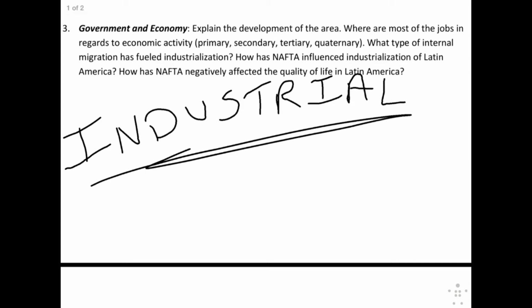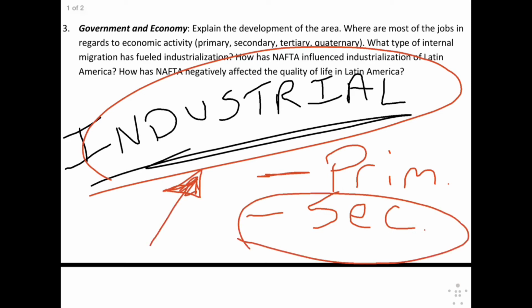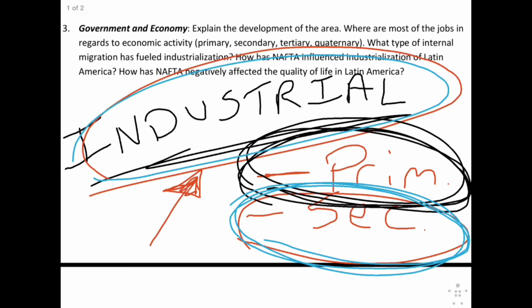Now, next question says, where are most of the jobs in regards to economic activity? Primary, secondary, tertiary, or quaternary? Now remember, if we are looking at industrial, then what we probably have a lot of is primary and secondary. Reason because of that is these industrial type jobs are more of the unskilled jobs that can be found in the secondary industries. Now, I don't want you to forget that because we have industrialization, we do need natural resources, which would put us at a primary economic activity. But because we are becoming industrial, we have more and more secondary economic activities in this area.